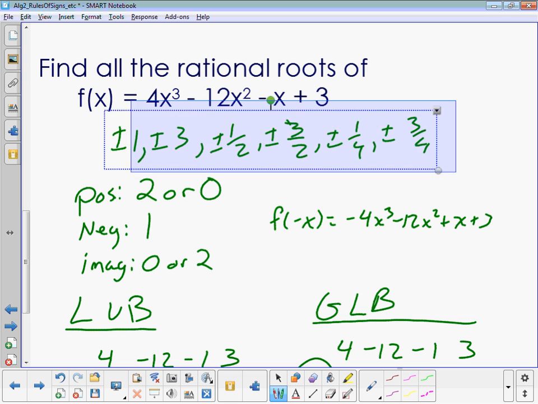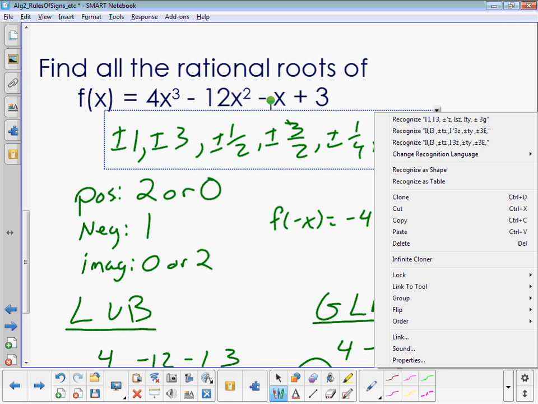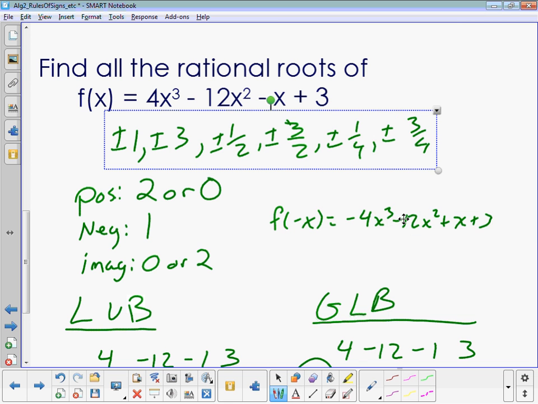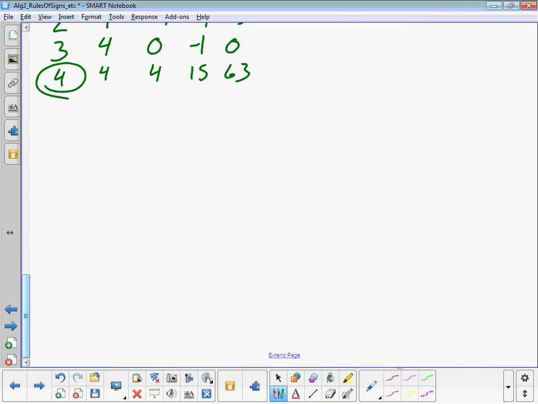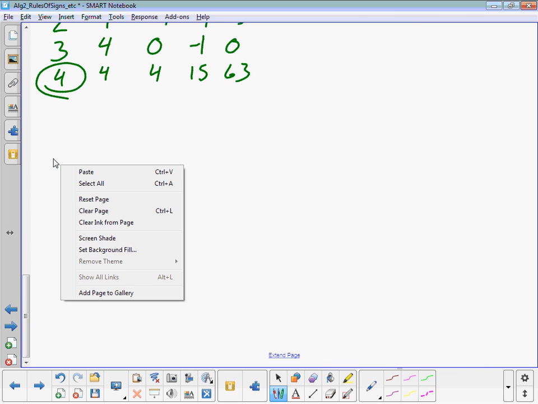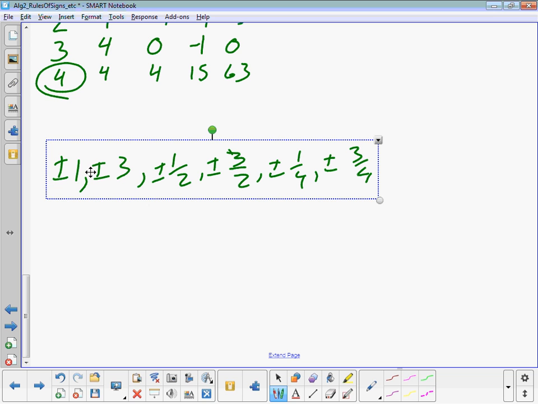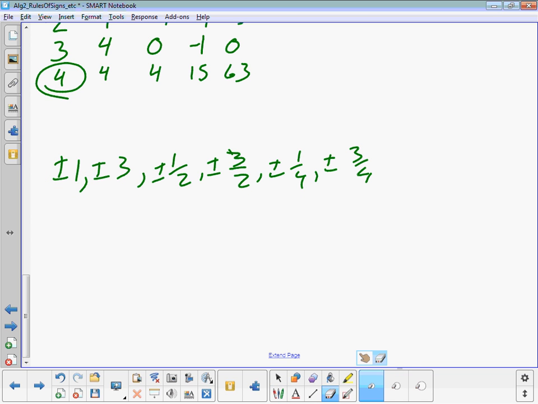Here, let me see if I can just capture that. Oh, good. I can just clone that. Copy that. Let's bring that down. Okay, paste that in here. I don't need the +3. I don't need the +1/2. Oh, I don't need the -1/2. So I have all of these values to try. So now all I do is I plug them into the function and see which one works. Okay, so those are all my possible roots.